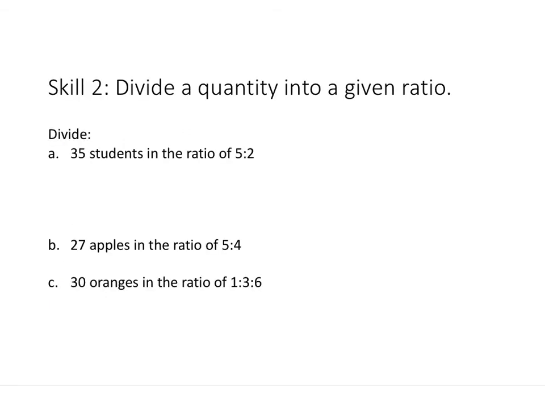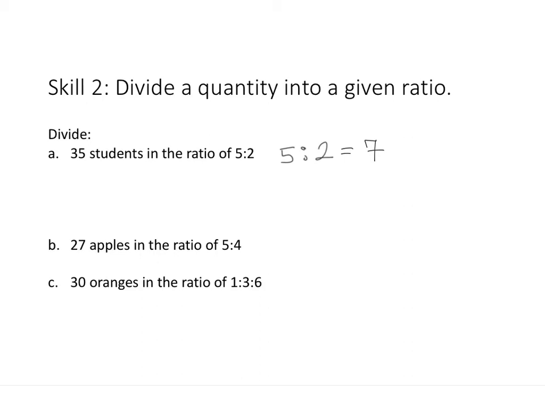The next skill is being able to divide a certain quantity into a given ratio. So in the first situation, we have 35 students, but we want to divide them in a ratio of 5 to 2. So here's how you'd go about it. 5 to 2, now these are a part, this is one part, this is another part. So all together, you have 7, because 5 plus 2 makes 7.